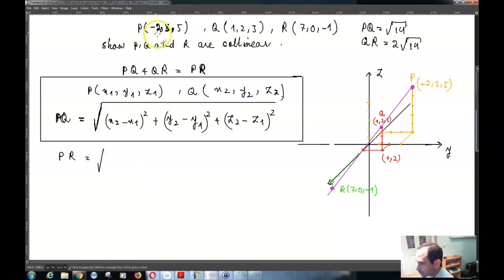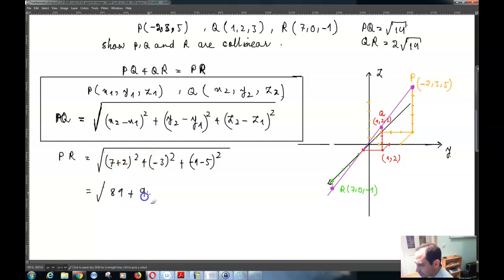PR is equal to the square root of this point and this point. So 7 plus 2 whole squared, plus negative 3 whole squared, plus negative 1 minus negative 5 whole squared, and that is equal to the square root of 9 squared, which is 81, plus 9, plus 36, and that is equal to 36 plus 9, which is 45, plus 81 plus 45 is 126.